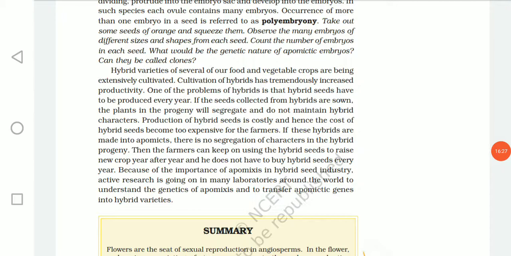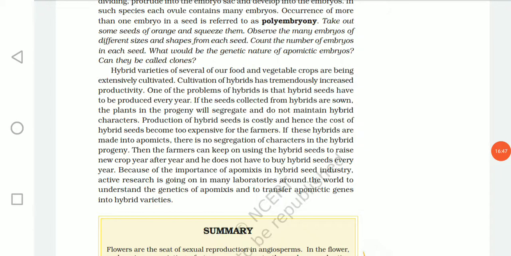Now the hybrid varieties of several of our food and vegetable crops are being extensively cultivated. Cultivation of hybrids has tremendously increased. But there is one problem with the hybrids. So hybrid seeds have to be produced every year.